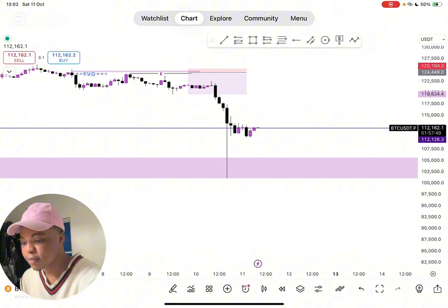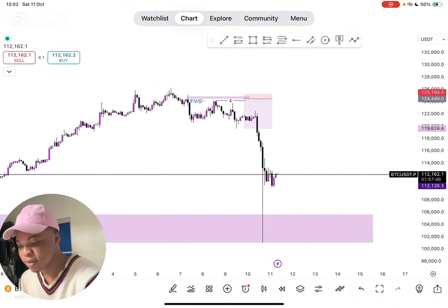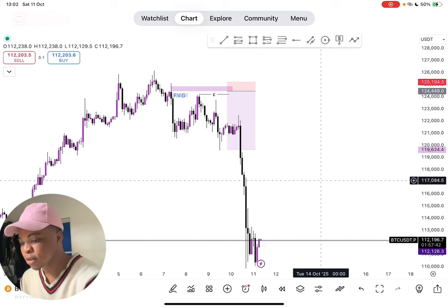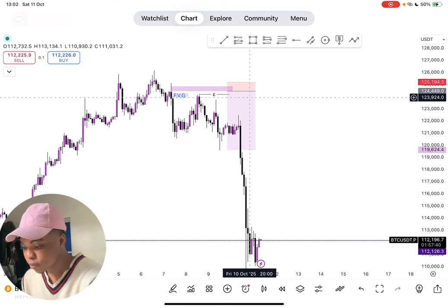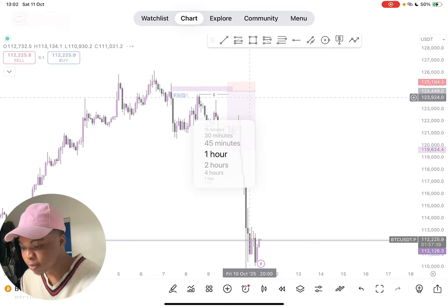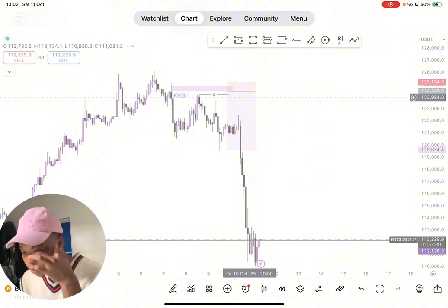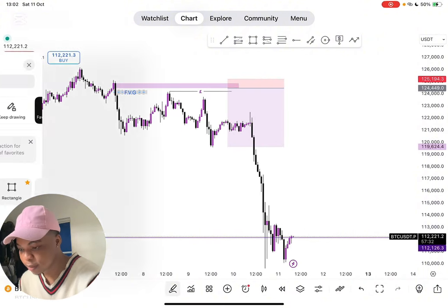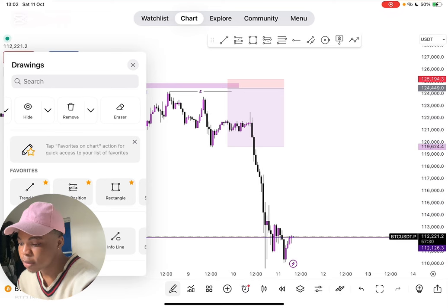Honestly, I wasn't really happy that I did not catch this. Now I'm going to explain maybe why the market did not come to my entry here. I'm going to explain it a bit, but let me clear the chart first and remove our drawing.